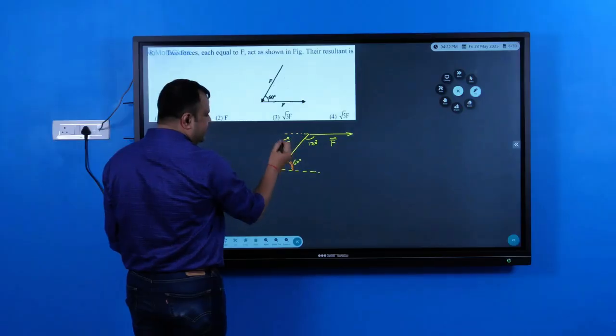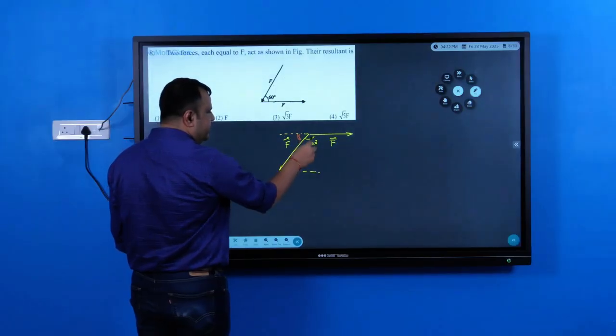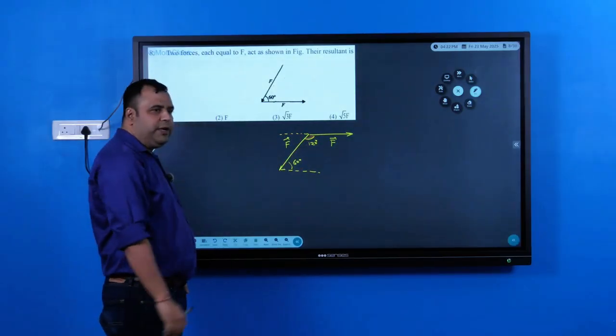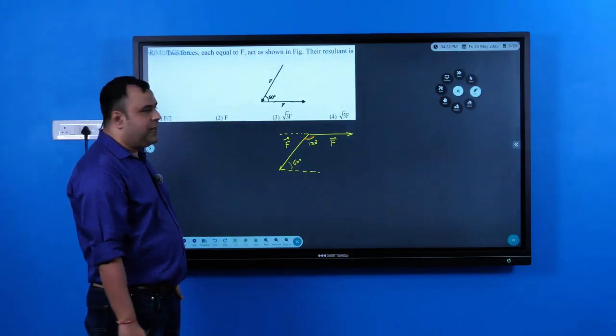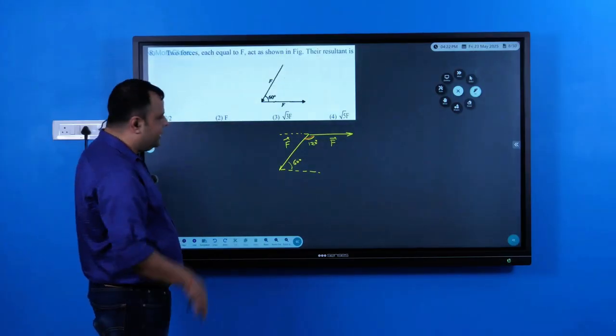You can see from here by extending, this angle is 60, so this will be 180 minus 60, which is 120. So now I have two vectors which have the same magnitude, and the angle between the vectors is given as 120. Okay, and now I have to add them.